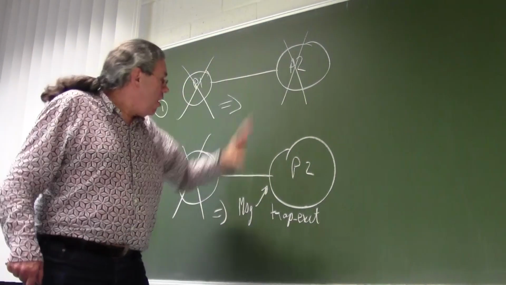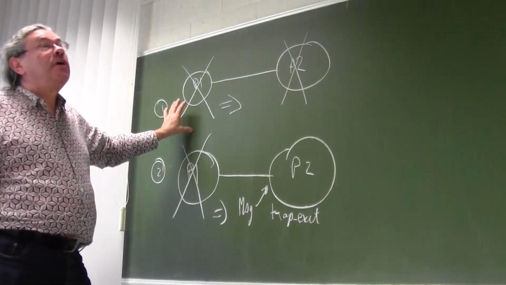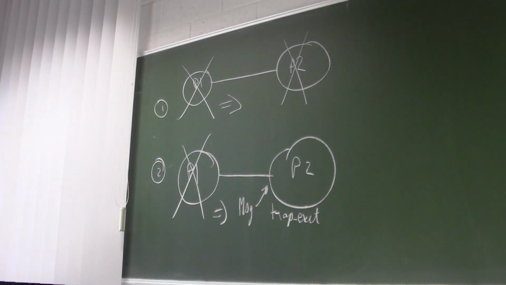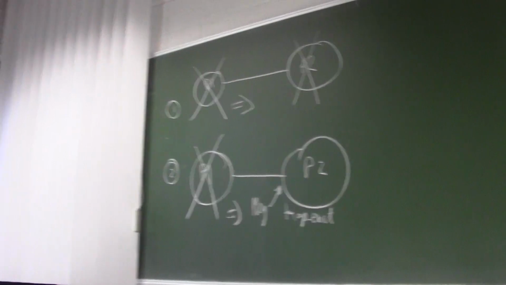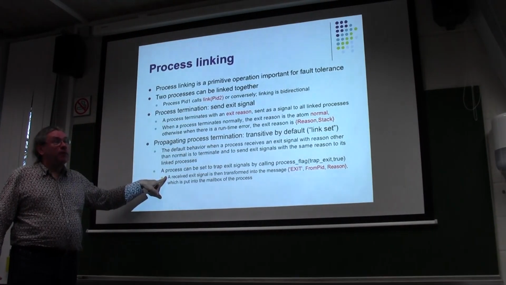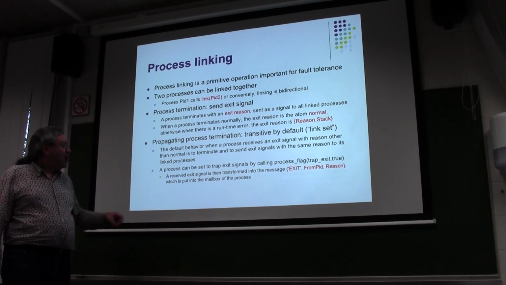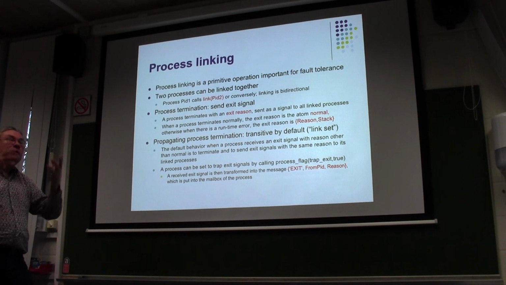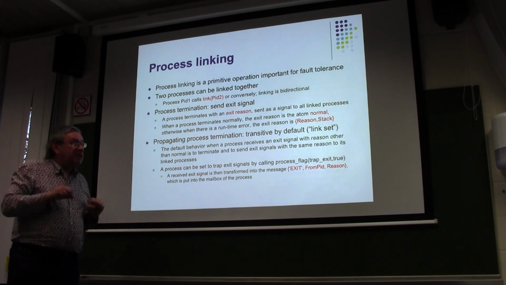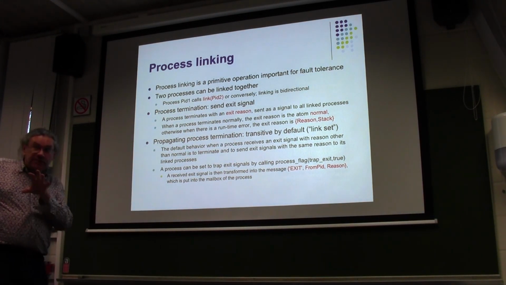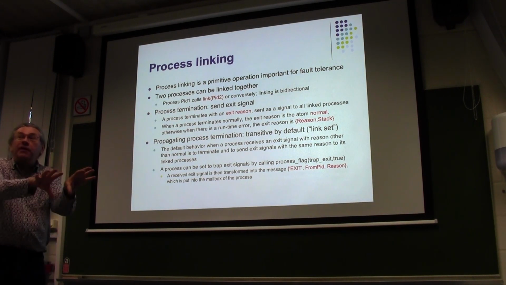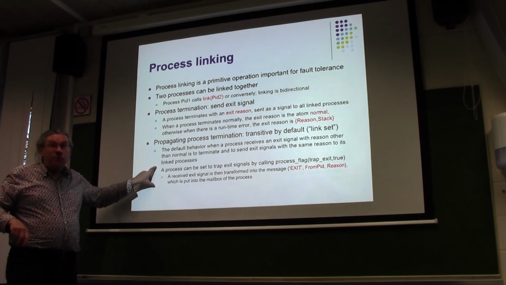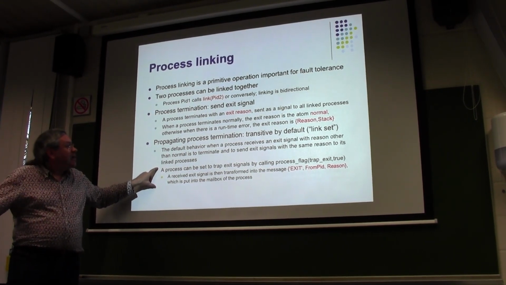So the default is all of the linked processes will fail together, but not if you set trap exit. In that case, the exit signal is transformed into a message which is sent into the mailbox of the other process, which receives it normally, and it can handle it. So you see, in the second case, the process P2 is actually observing. It sees the failure of P1. And this is how you build supervisors.